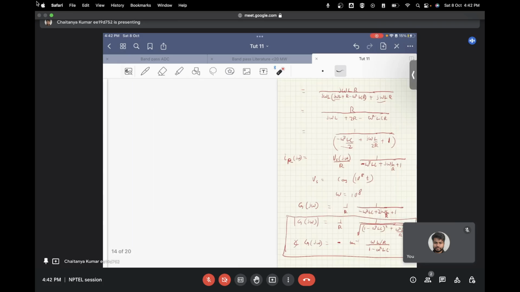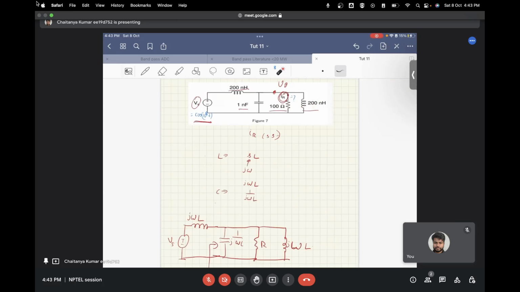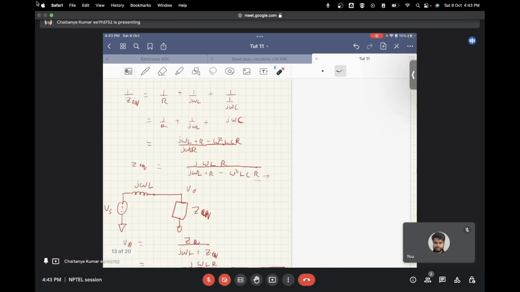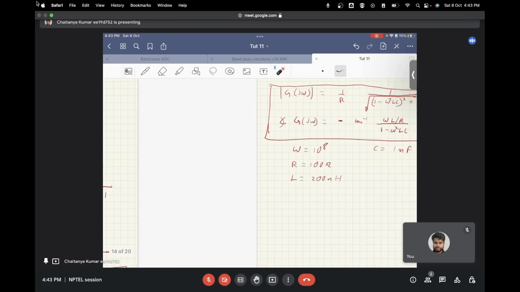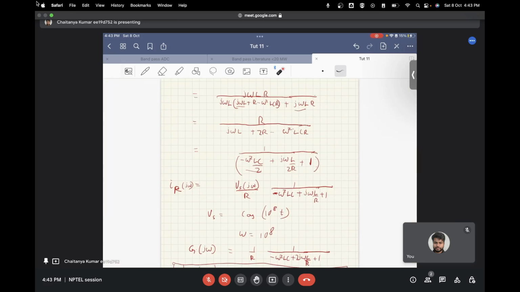However, in the circuit, if you de-energize this voltage source to 0, you get this inductor and this inductor in parallel to each other. So their equivalent inductance becomes L by 2. So the natural frequency that you should have obtained should have been 2 by root over LC. However, since I'm obtaining only 1 by root over LC, I feel there is a mistake in the question.